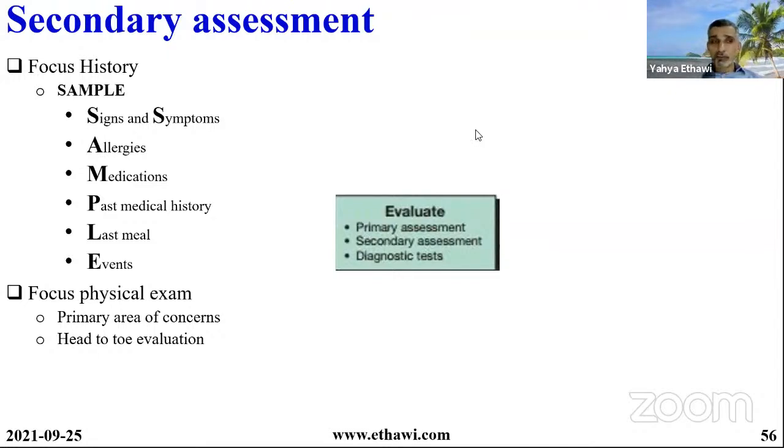After you've done that, you go to the secondary assessment, and it's composed of two parts: the focused history and the focused exam. The focused history includes SAMPLE: sign and symptom, allergy, medication, past medical history, last meal, and event. The last meal is important for intubation. Then you do the focused exam: you concentrate on the area of interest, and then you do head to toe.